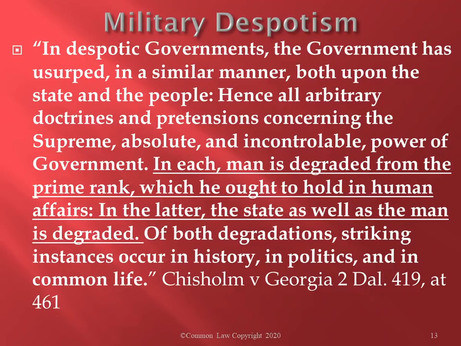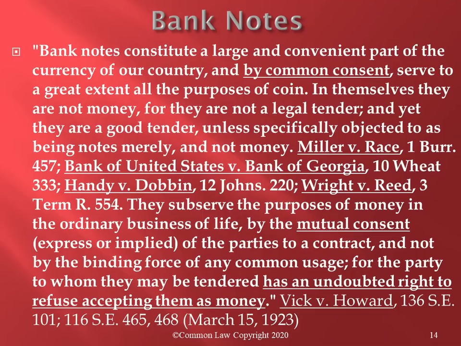In despotic governments, the government has usurped in a similar manner both upon the state and the people. Hence all arbitrary doctrines and pretensions concerning the supreme, absolute, uncontrollable power of government. In the former, each man is degraded from the prime rank which he ought to hold in human affairs. In the latter, the state as well as the man is degraded. Of both degradations, striking instances occur in history, in politics, and in common life. That's Chisholm versus Georgia, 2 Dallas 419 at 461. I think 1794 is when Chisholm versus Georgia was decided.